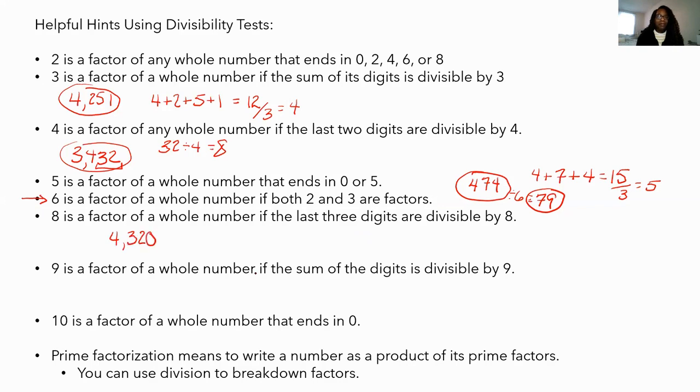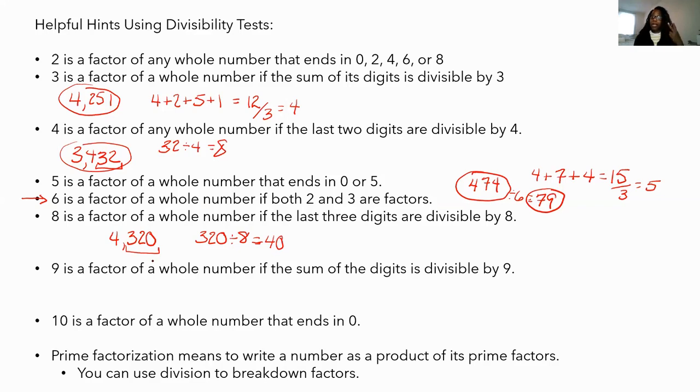320. So I'm looking at the last 3 digits. So I'm looking at that 320. Now, can 320 be divisible by 8 without a remainder? Yes. Hopefully, you guys were saying it'll give me an answer of 40. So since the last 3 digits is divisible by 8, that means this number 4,320 can be divisible by 8. But what else could it be divisible by?